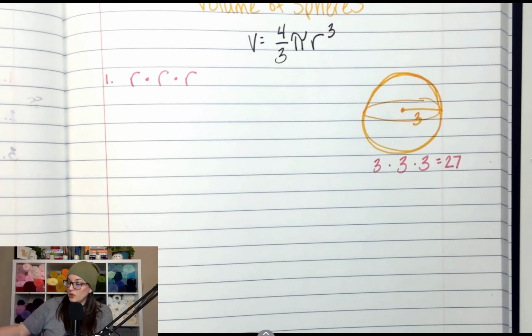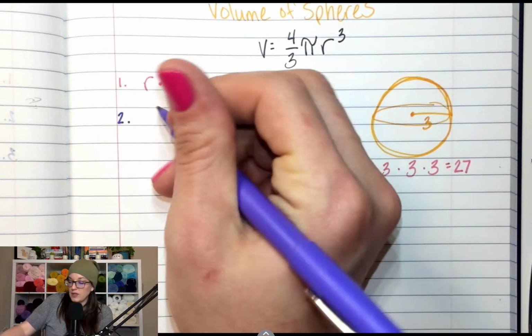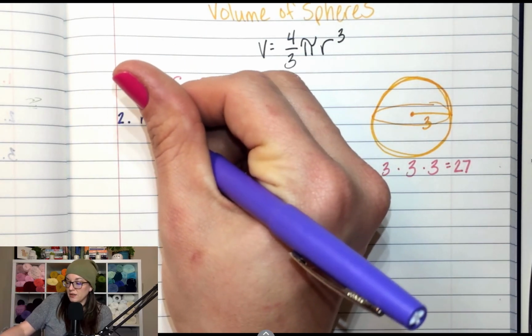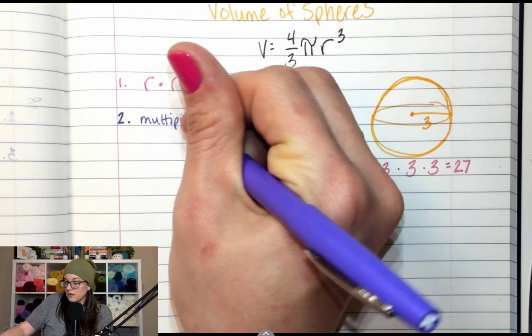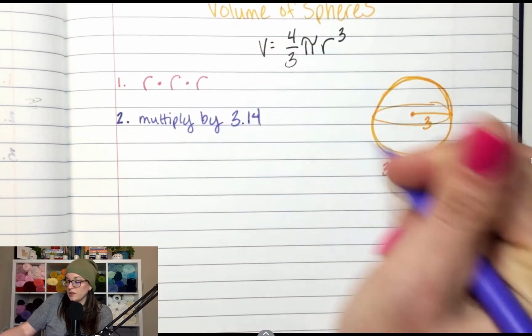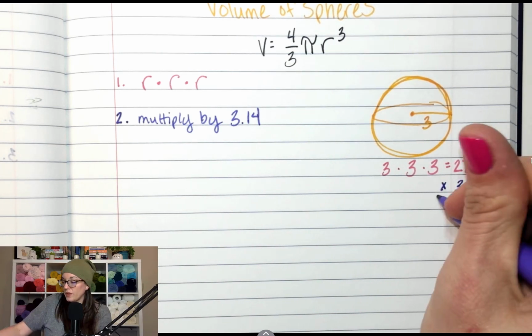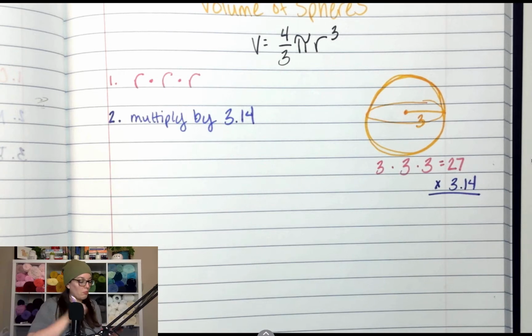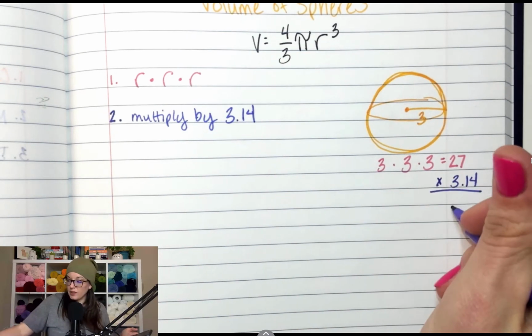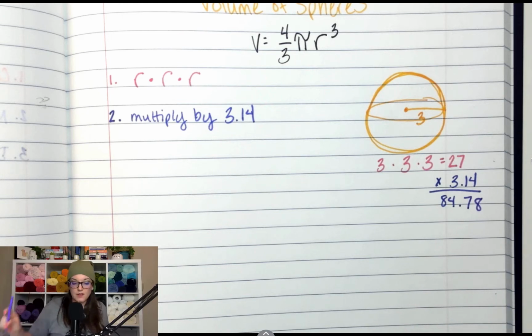Then step 2, the second thing we do is multiply by 3.14. So 27 times 3.14 is 84.78. So that's step 2.